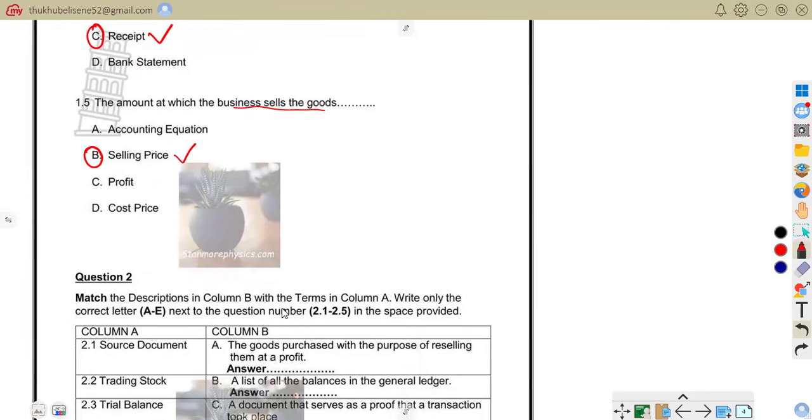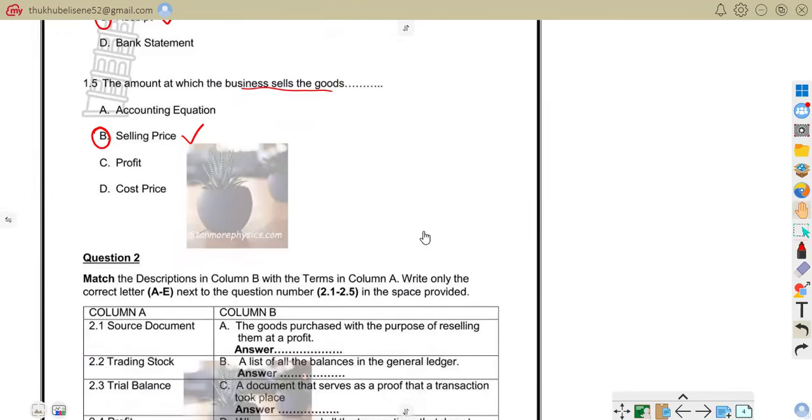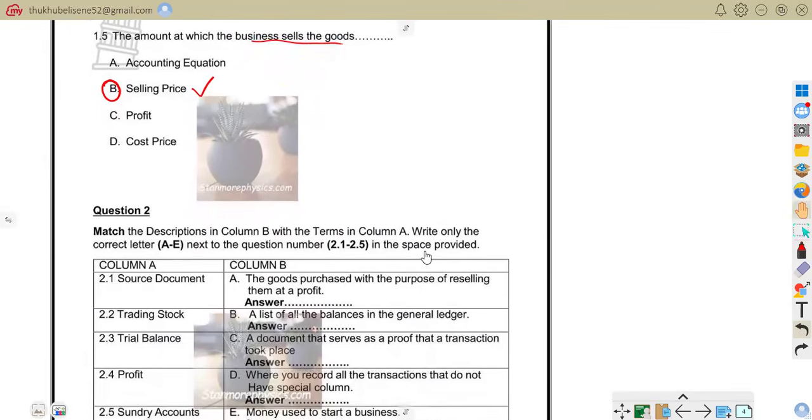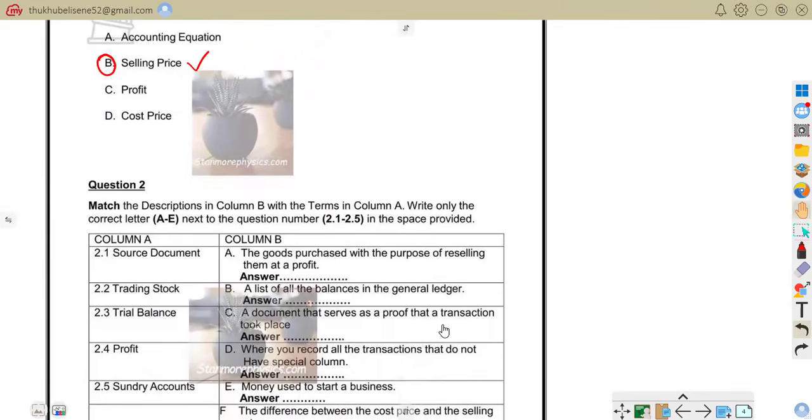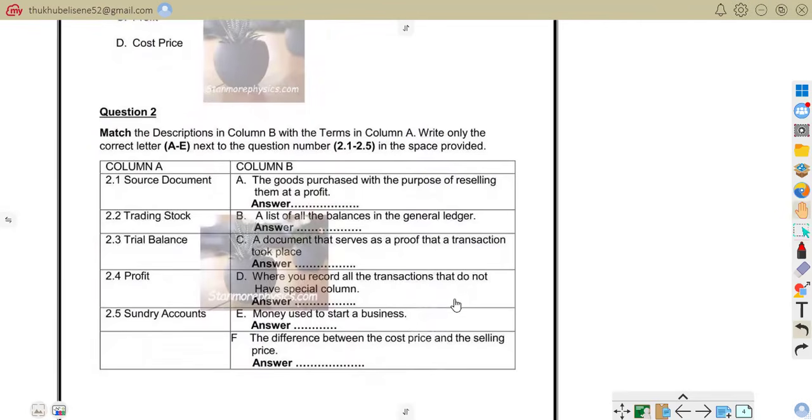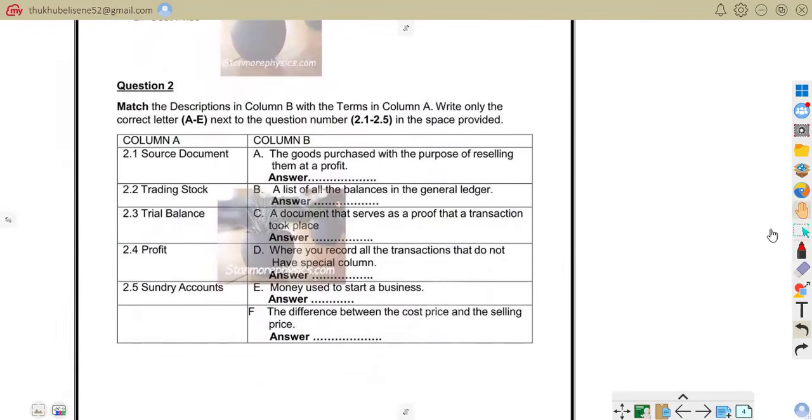Selling price. We know that the selling price is the price at which a product or service is sold to a customer, whereby we are including any markup or profit margin added to the cost price. So it is the final price the consumer pays for the product or service. So that is that for question 1, and we are to attend to question 2.